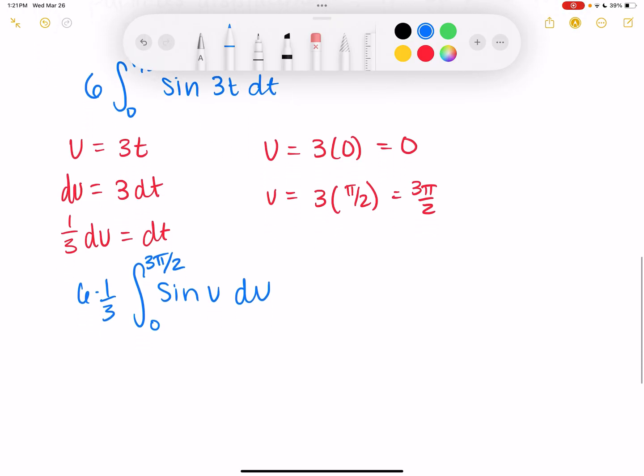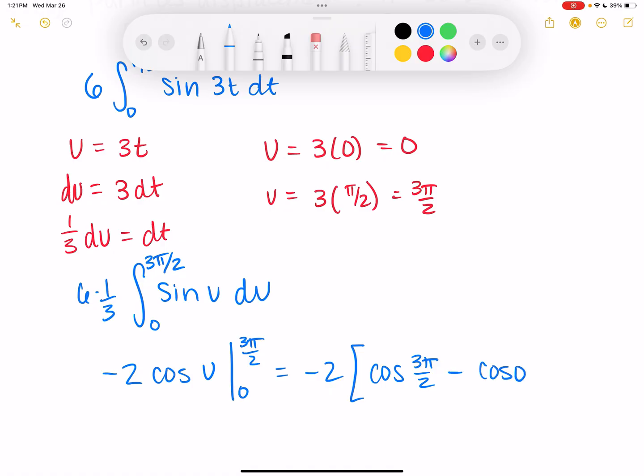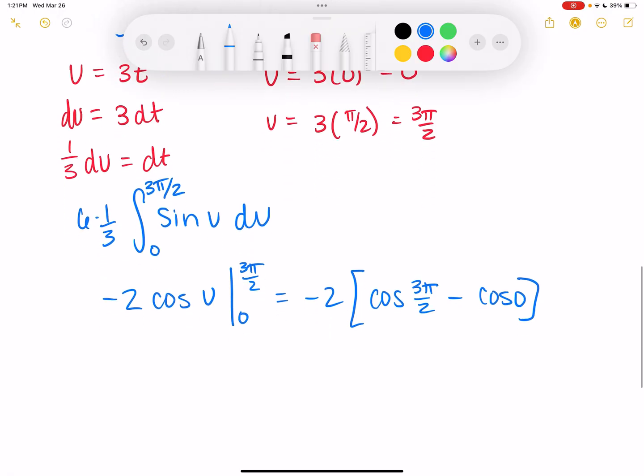And then I've got negative 2 cosine of u from 0 to 3 pi over 2, which is negative 2 times the cosine of 3 pi over 2 minus the cosine of 0. Just negative 2 times negative 1, which is 2, is my displacement. Is that what you got?